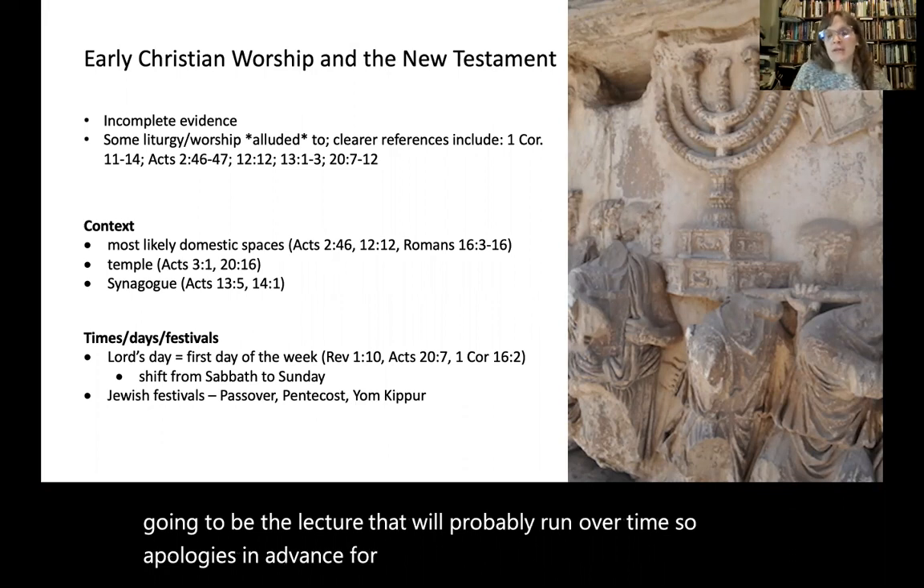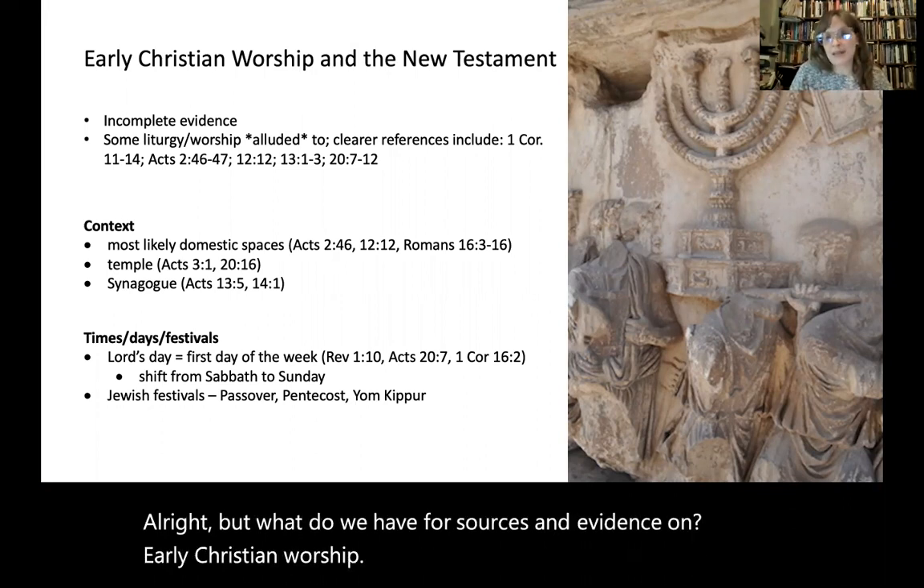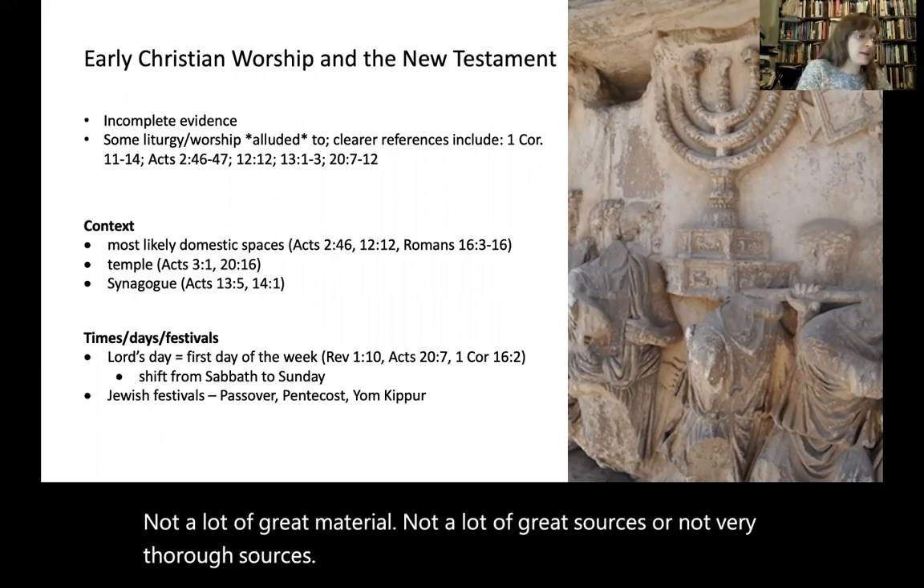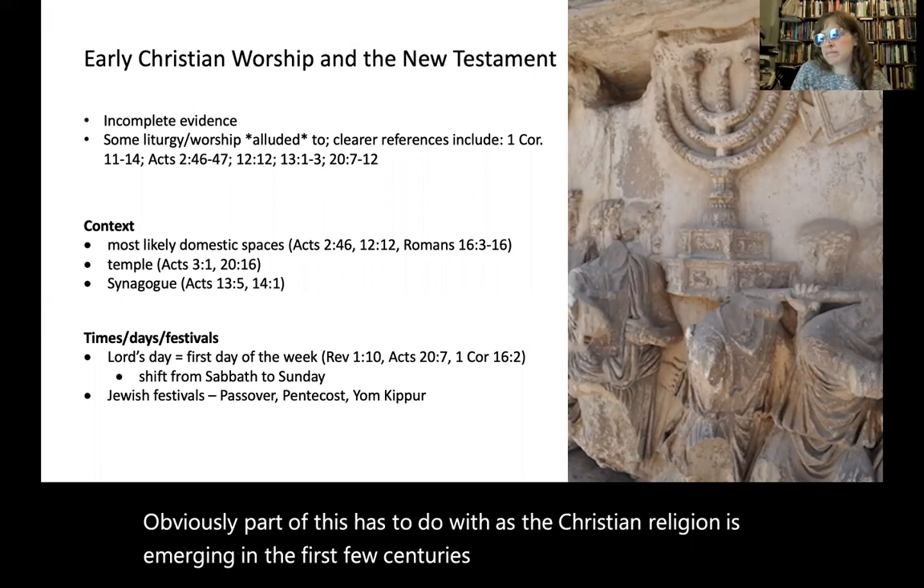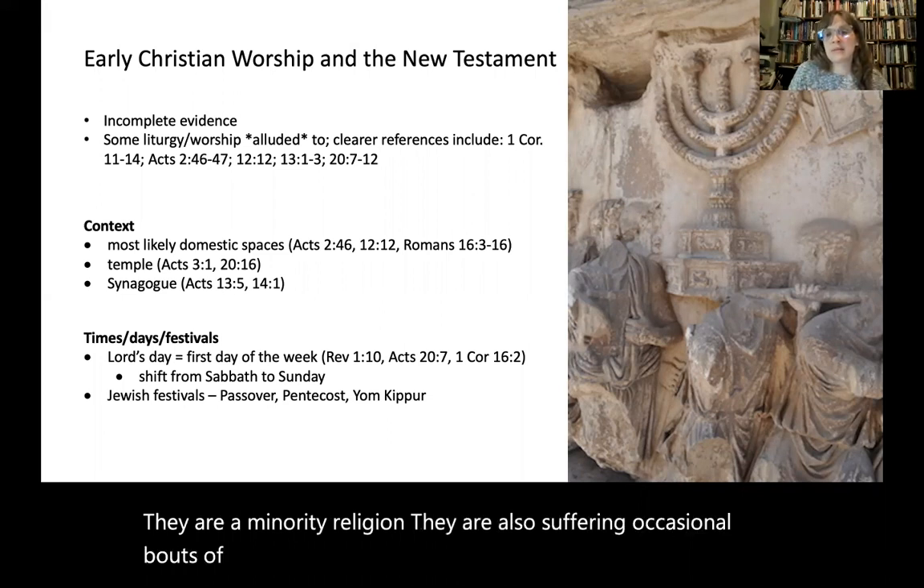All right, but what do we have for sources and evidence on early Christian worship? Not a lot of great material, not a lot of great sources, or not very thorough sources. Obviously, part of this has to do with the fact that as the Christian religion is emerging in the first few centuries CE, they're a minority religion. They're also suffering occasional bouts of persecution. So, writing things down and codifying things is not their top priority.